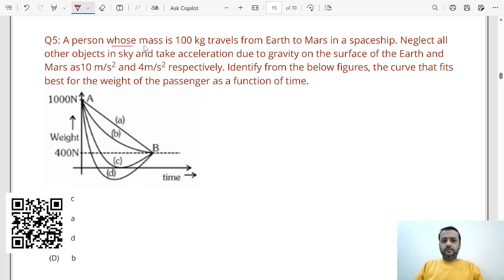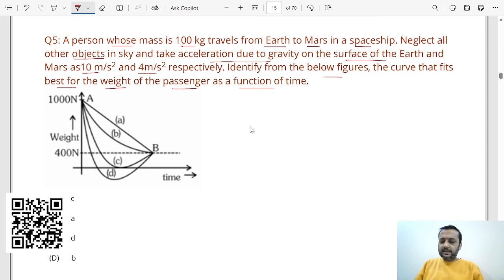So here there is a person whose mass is 100 kg. He travels from Earth to Mars in a spaceship. Neglect all other objects in the sky, and we have to just consider the acceleration due to gravity on the surface of the Earth as 10 and on the Mars as 4. Identify from the below figures which curve will best represent the weight of the person as a function of time.